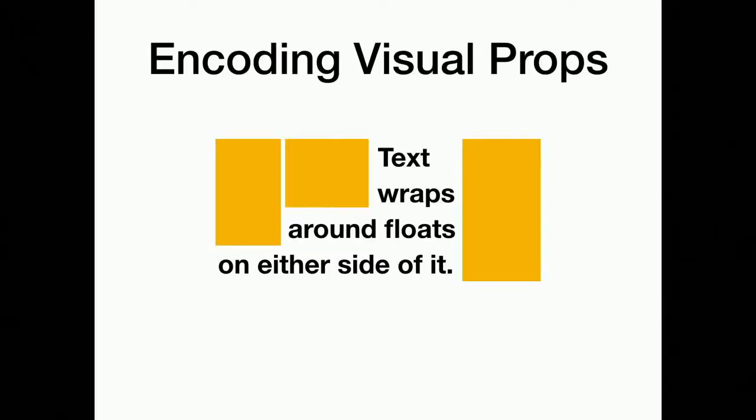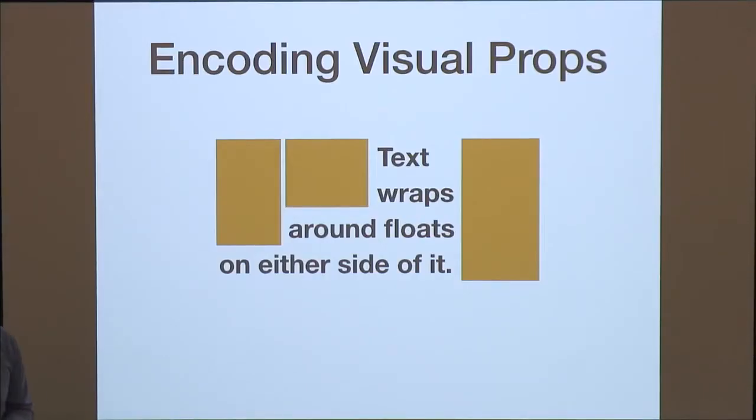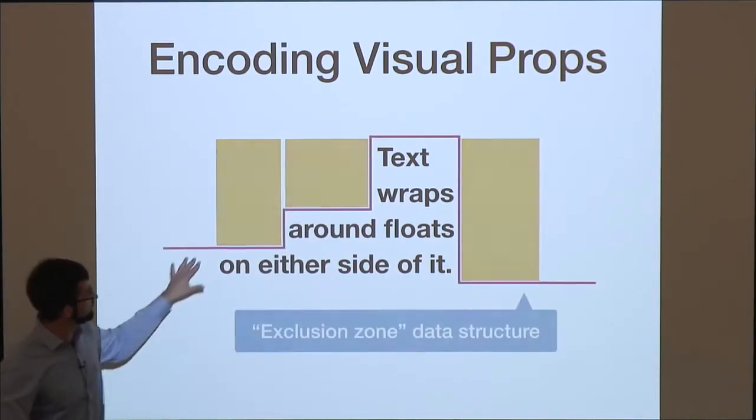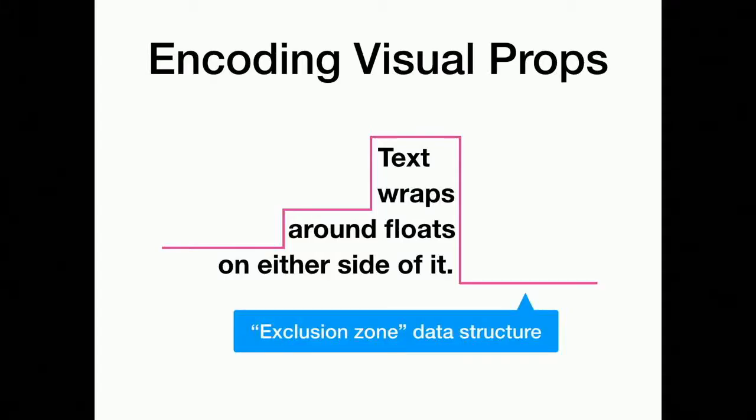So on the web, there's this feature called floating boxes. Here, the orange blobs are the floating ones, and you can see the text wraps around the floats that are next to it. So how do we describe wrapping around as a mathematical equation? Well, my idea was it's not really the wrapping around that we're interested in. What we're interested in is the region of the page where text is not allowed to go, something I call an exclusion zone. And we're going to need some data structure to represent it.